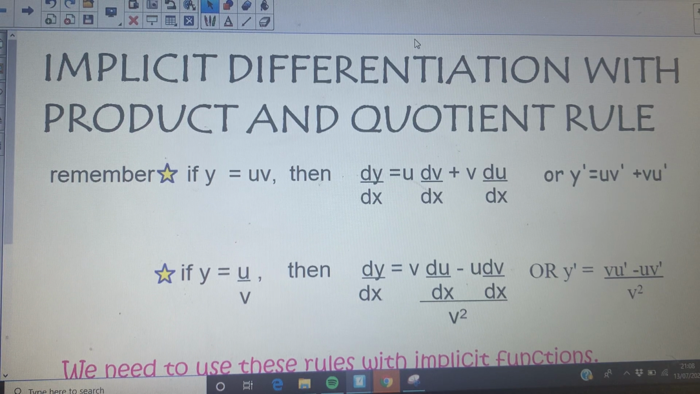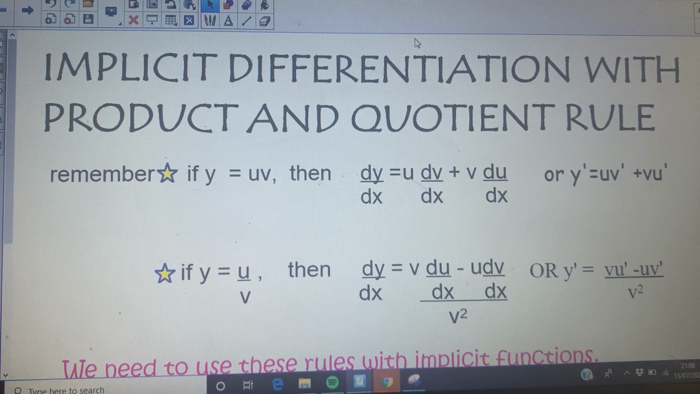So implicit differentiation, what we did yesterday, but this time I've put using the product and quotient rule, but really we're using the product, quotient and chain rule. I'm just assuming the chain rule is like nothing for us now.